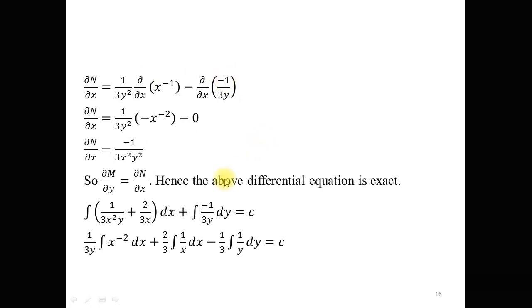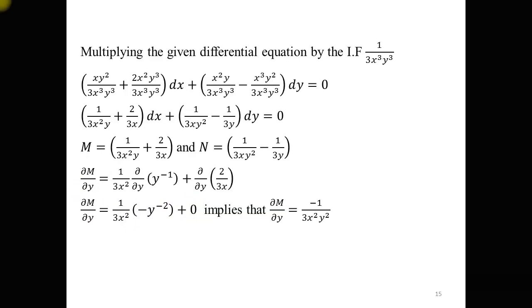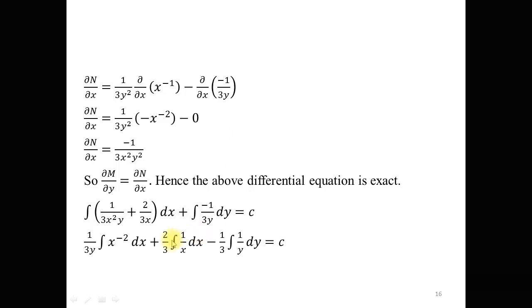Now we can easily solve this differential equation by taking the integration of the M function and the integration of those terms of N not containing x. There is only one term in the N function not containing x, and the term is minus 1 over 3y. So 1 over 3y is treated as a constant, we can take the integration of x power minus 2 with respect to x, 2 by 3 constant, and the integration of 1 over x with respect to x. Similarly in this term, minus 1 over 3 is treated as a constant, and the integration of 1 over y with respect to y is equal to c.